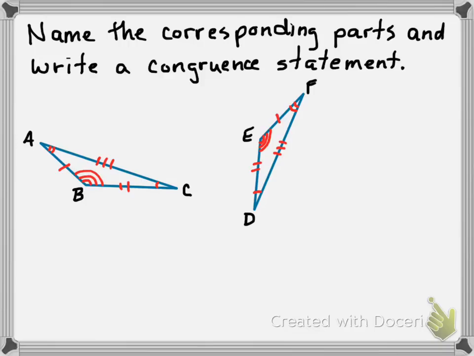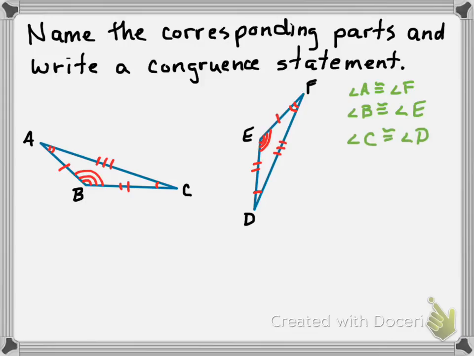All right, so I'm going to start with the angles. The first thing I'm going to look at is angle A. So angle A is congruent to what? Well, angle A has 2 arcs, and angle F has 2 arcs. So that means angle A is congruent to angle F. Then I'm going to look at angle B. Angle B has 3 arcs. Well, angle E has 3 arcs, so B is congruent to angle E. Then I'm looking at angle C. It has 1 arc, and D has 1 arc, so angle C is congruent to angle D.